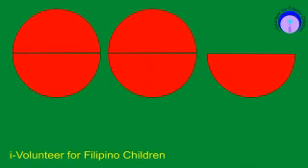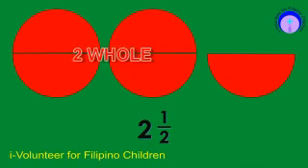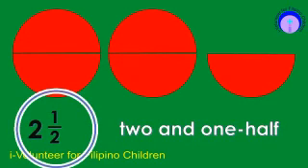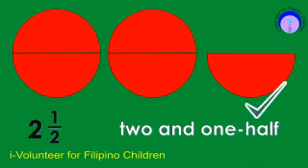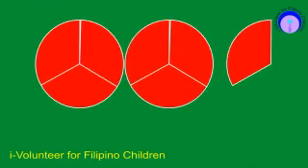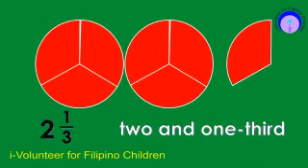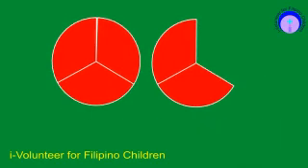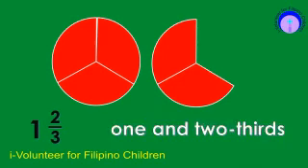How about this figure? Ano ang iyong nakikita? There are 2 wholes and 1/2. This is how 2 1/2 is written in numeral. And this is how the mixed number is written in words. How about this one? It is 2 1/3. How do you interpret this one? It is 1 2/3.